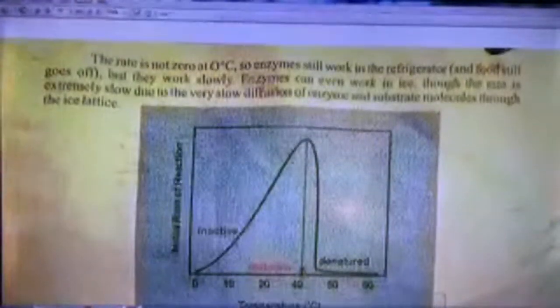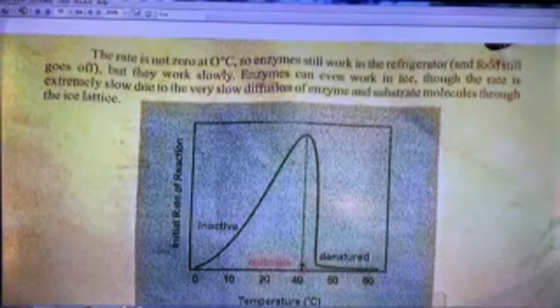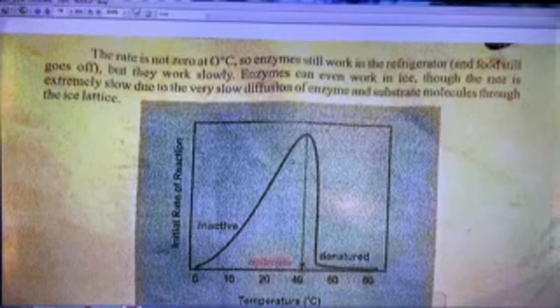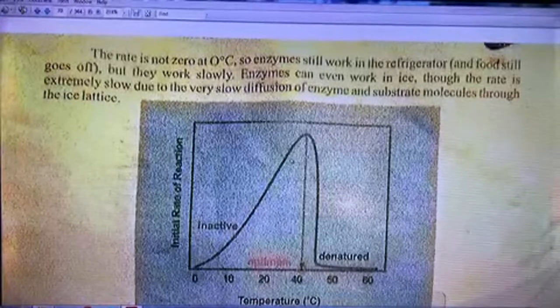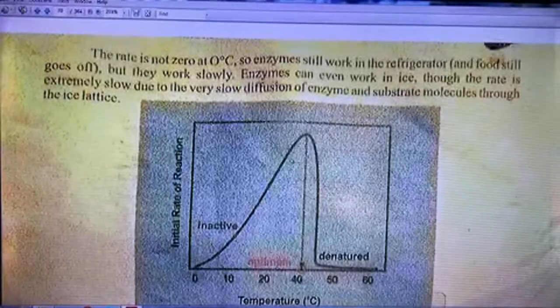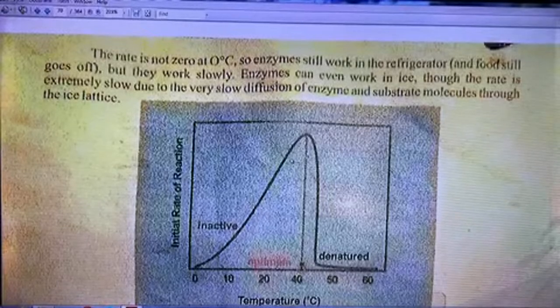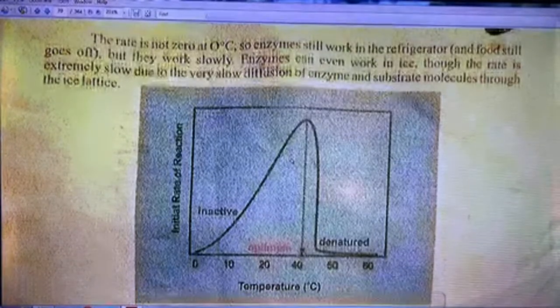The rate is not zero at 0 degrees centigrade, so enzymes still work in the refrigerator and food still goes off, but they work slowly. Enzymes can even work in ice, though the rate is extremely slow due to very slow diffusion of enzyme and substrate molecules through the ice lattice.